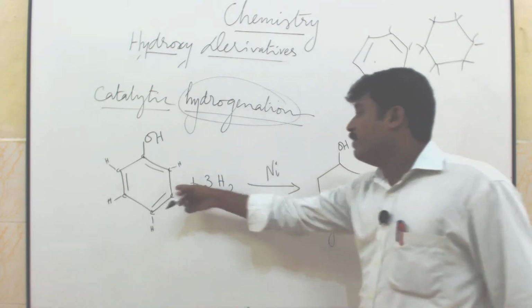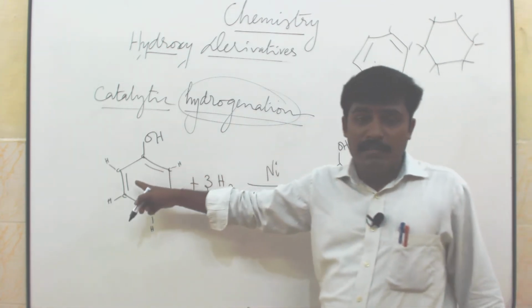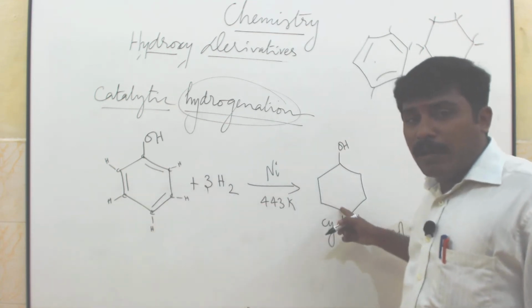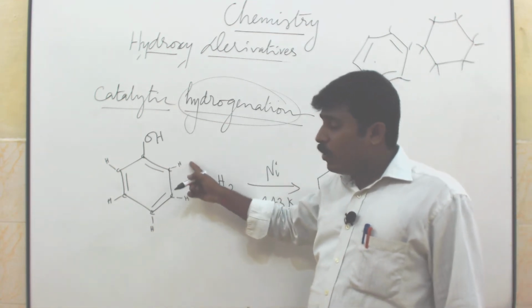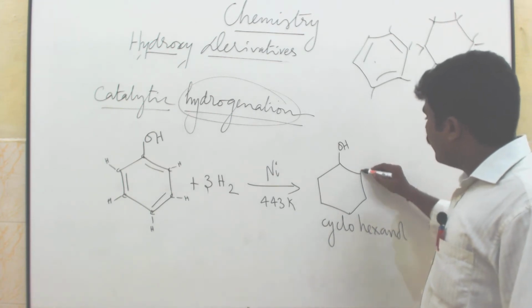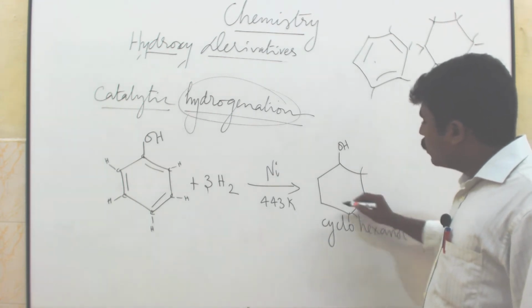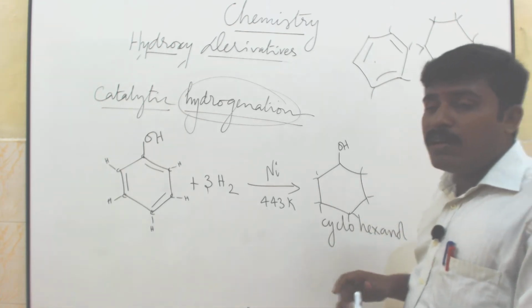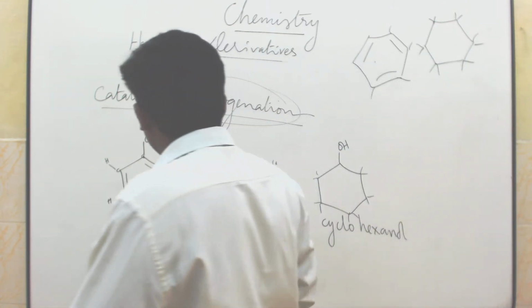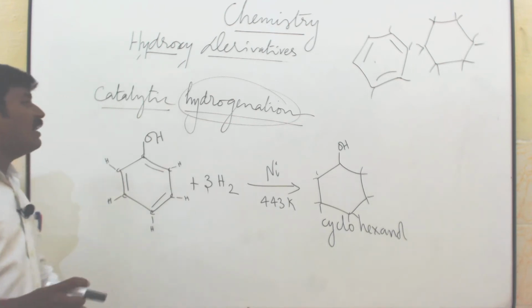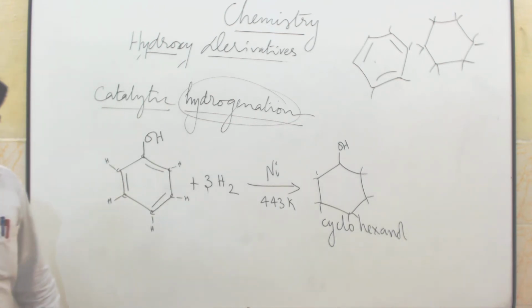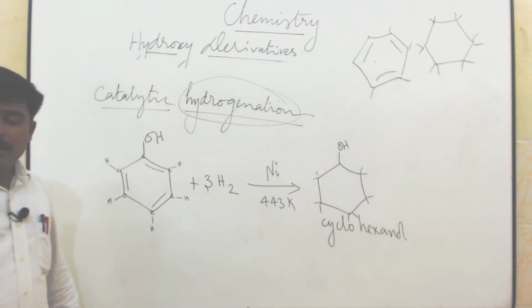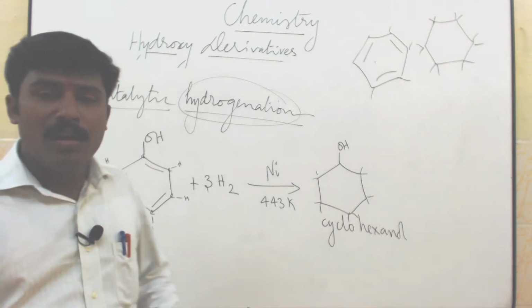Cyclohexanol. What is the difference between these two? Here the alternate double bonds are there, but here there is no double bond. Here only one hydrogen atom is there, but here each and every carbon has two hydrogen atoms. Clear? So it is named cyclohexanol. Phenol undergoes catalytic hydrogenation in the presence of nickel as a catalyst at 443 Kelvin. The product is cyclohexanol.